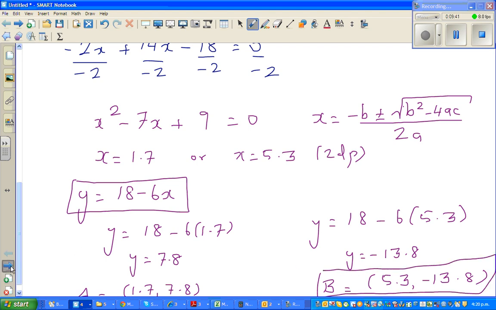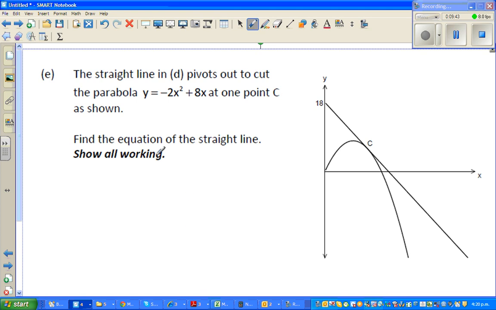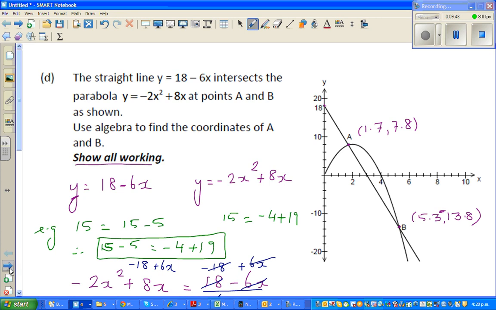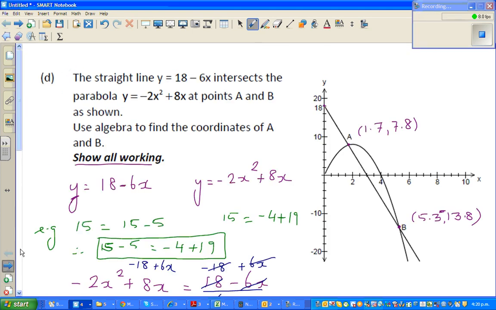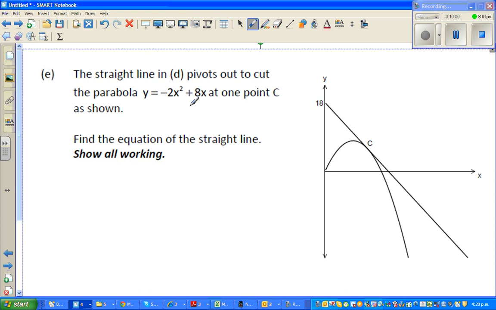Okay, I've got the next question. This is in continuation with the last question. So let's read the question, and I would like you to do this yourself. So what they're saying is, the straight line in part D pivots to cut the parabola, the same parabola y is equal to minus 2x squared, at one point C. So here this line has become a tangent now. There's only one point of intersection. So you want to find the equation of this line.